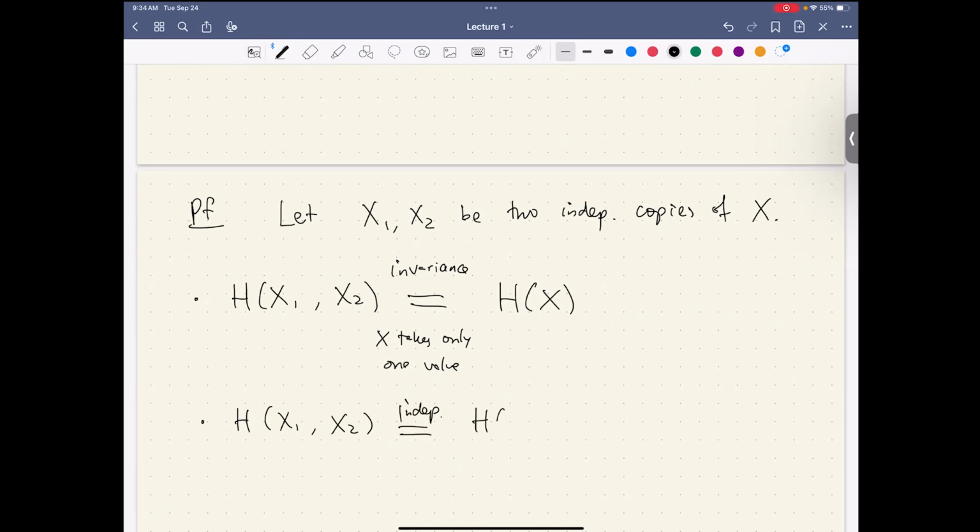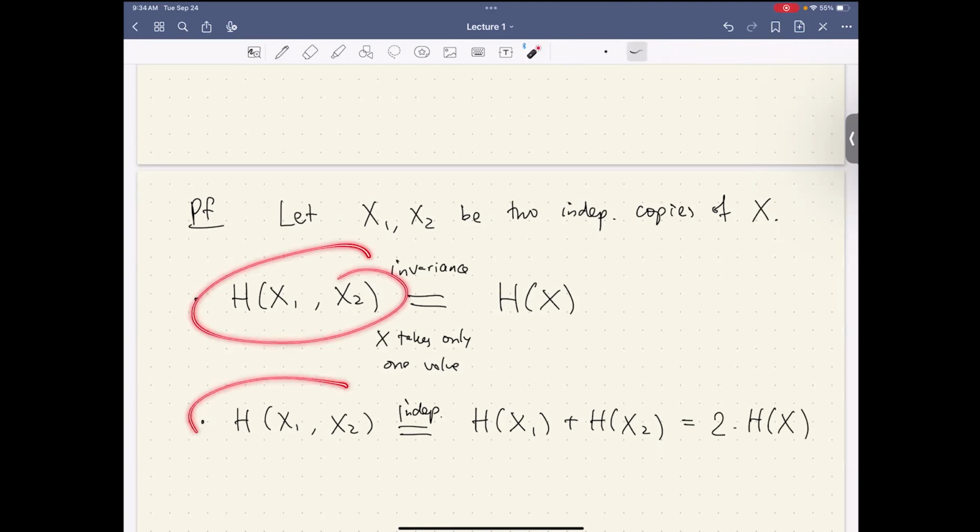Independence means we can use the previous lemma that then the joint entropy equals the sum of the entropy of each one of them when they are independent. And X1, X2 are IID copies of X, so by invariance each one of them is H of X, so the sum is 2 times H of X, right? So 2 times H of X equals H of X. These two are the same. So H of X is 0.